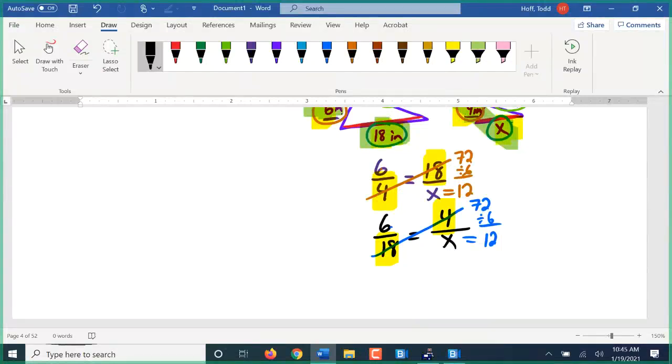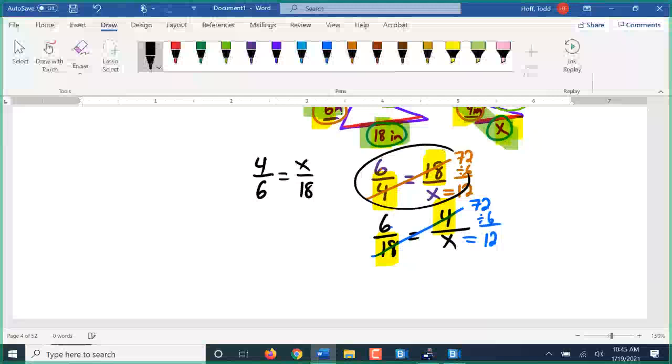You could have done the 4 over 6 equals x over 18 if you wanted to. Notice that's just this proportion. I flipped it upside down. When I cross multiply, it's still 4 times 18 is 72, and divided by 6 gives me 12. X is still 12. Still multiplying the same two numbers even though they're in different locations. Still dividing by the same number even though it's in a different location.